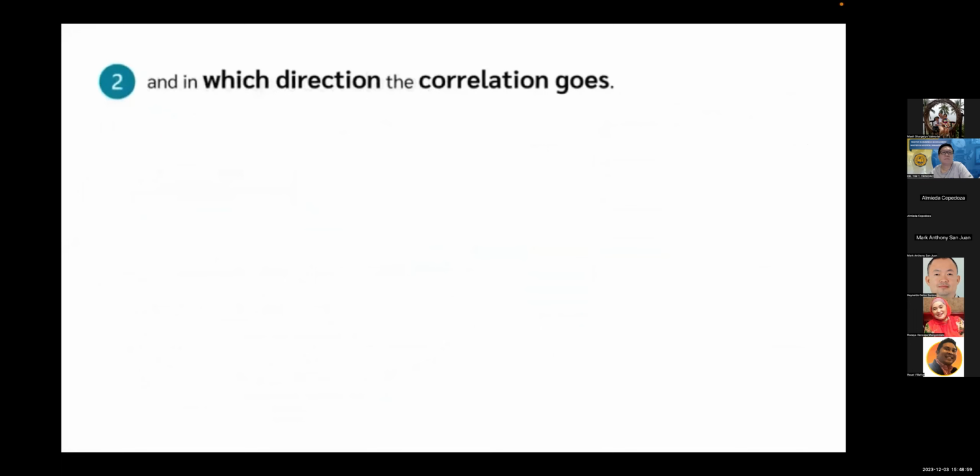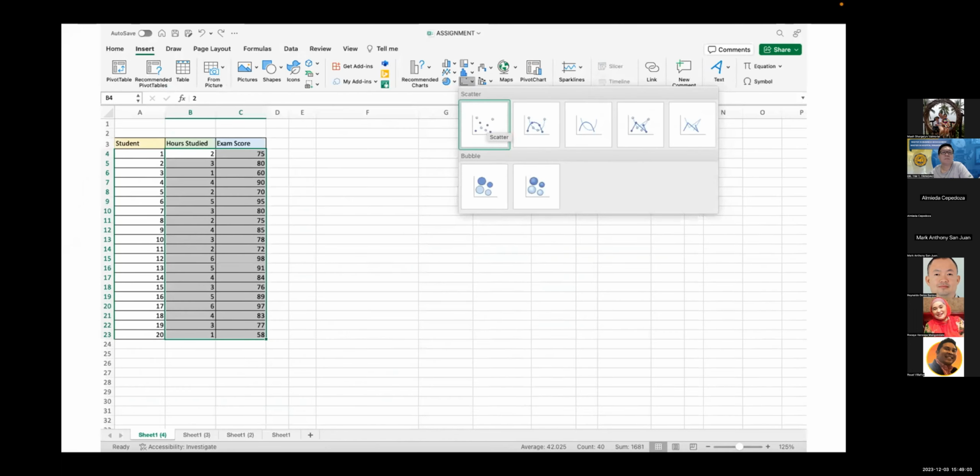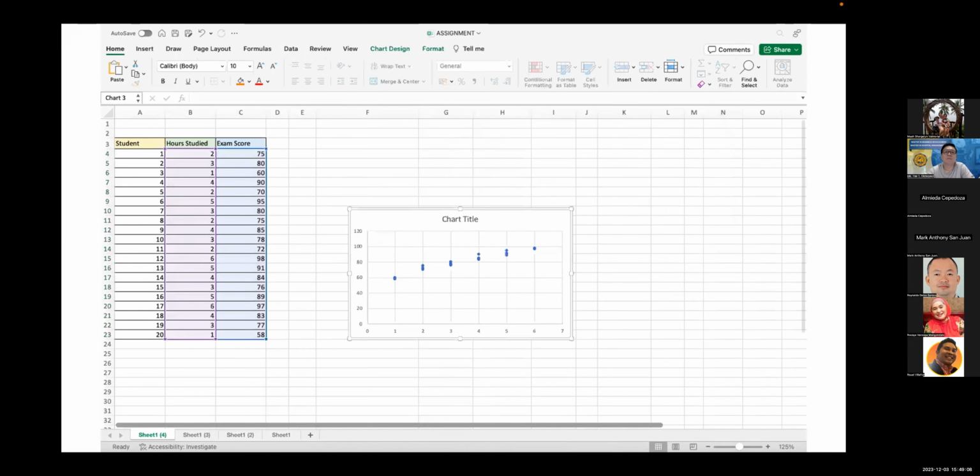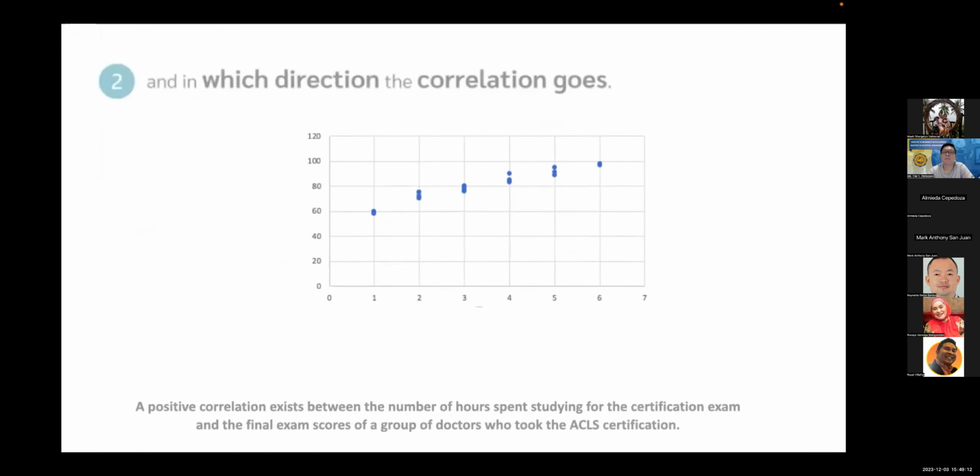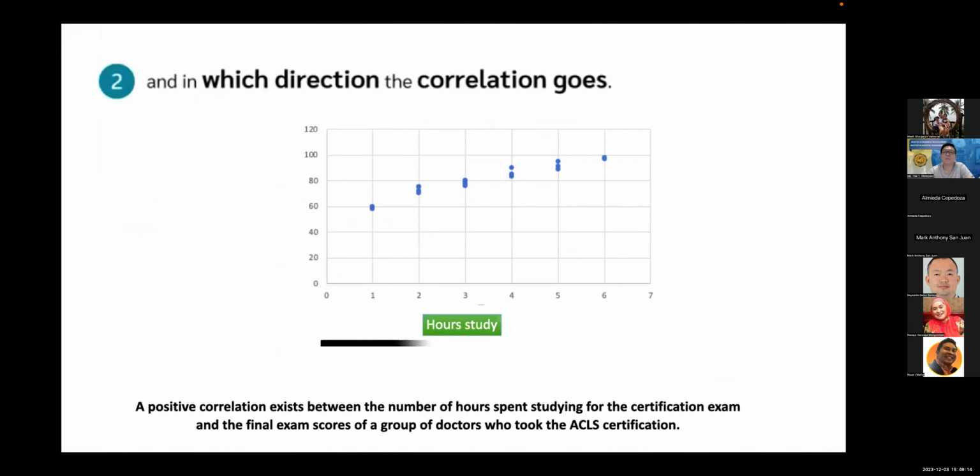Now we want to know which direction the correlation goes. Again, we use our friendly Microsoft Excel. Click the scatter chart, and voila, the scatter plot is given. A positive correlation exists between the number of hours spent studying for the certification exam and the final exam scores of a group of doctors who took the ACLS certification.